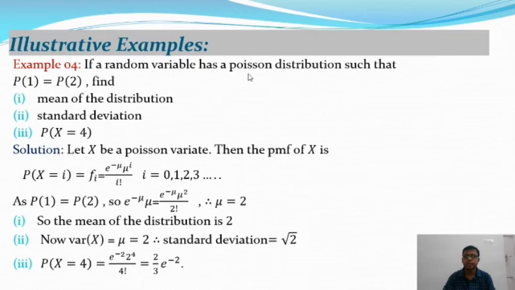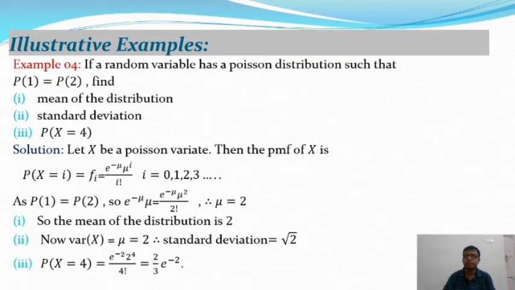If a random variable has a Poisson distribution such that probability of 1 is equal to probability of 2, then find the mean of the distribution, the standard deviation of the distribution, and third, the probability of x equal to 4. So in that problem there are three parts.